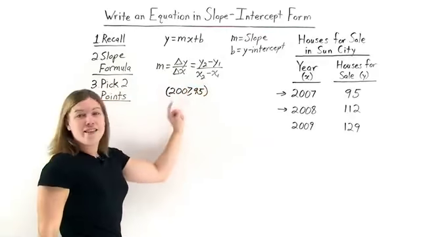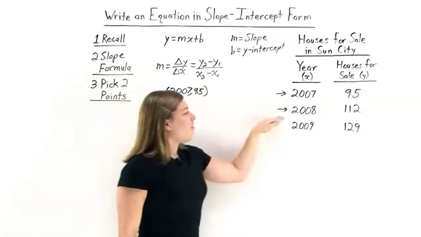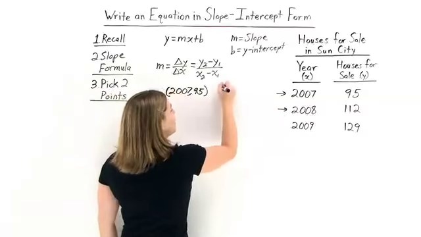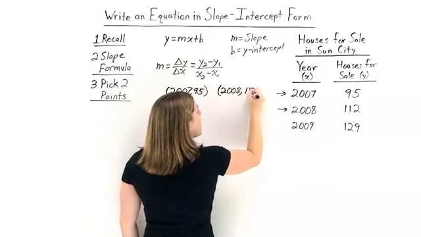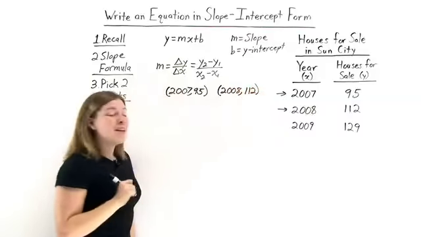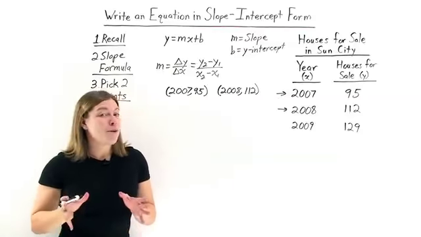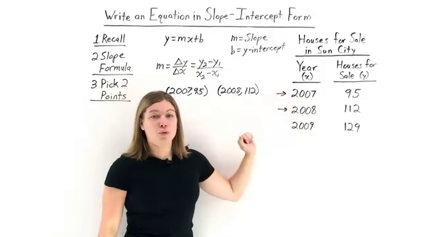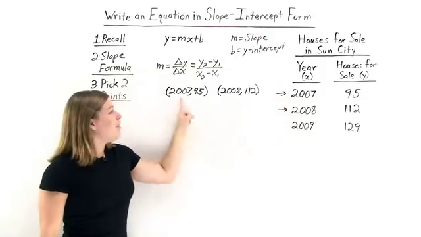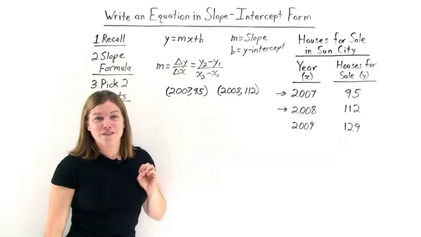Our x value and then our y value. Then let's pick the second entry as well. So we will have the ordered pair 2008, 112. Perfect. Now remember, because we're working with a linear function, any 2 points would have done. But these will work just fine for our example.